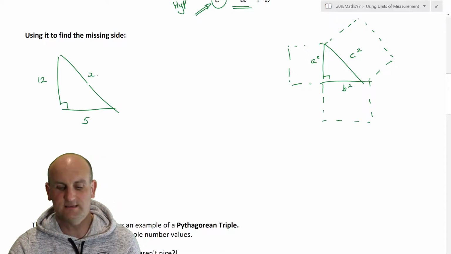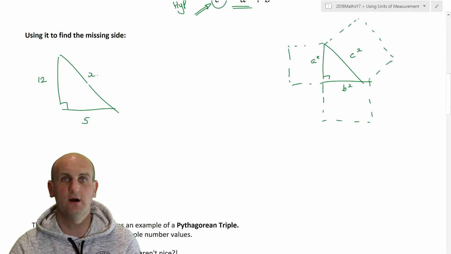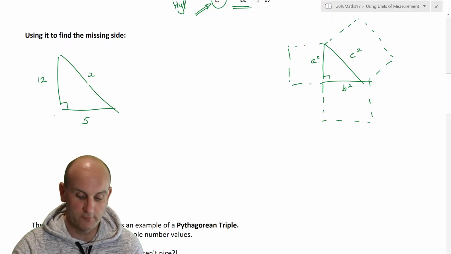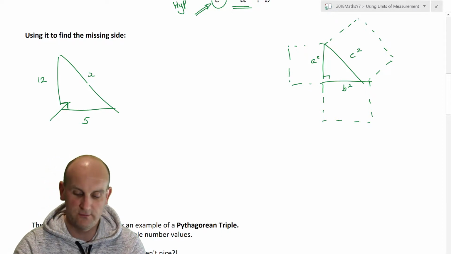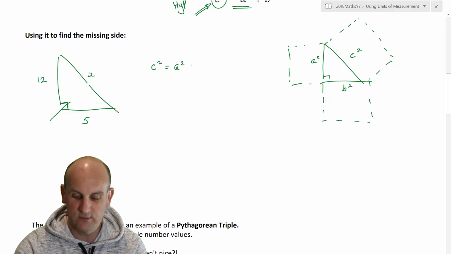Now, I'm trying to find x. It's a right-angled triangle. I've identified it's a right-angled triangle because of the right angle. The right angle is pointing to the corner that's hypotenuse. And so I know that c squared is equal to a squared plus b squared.